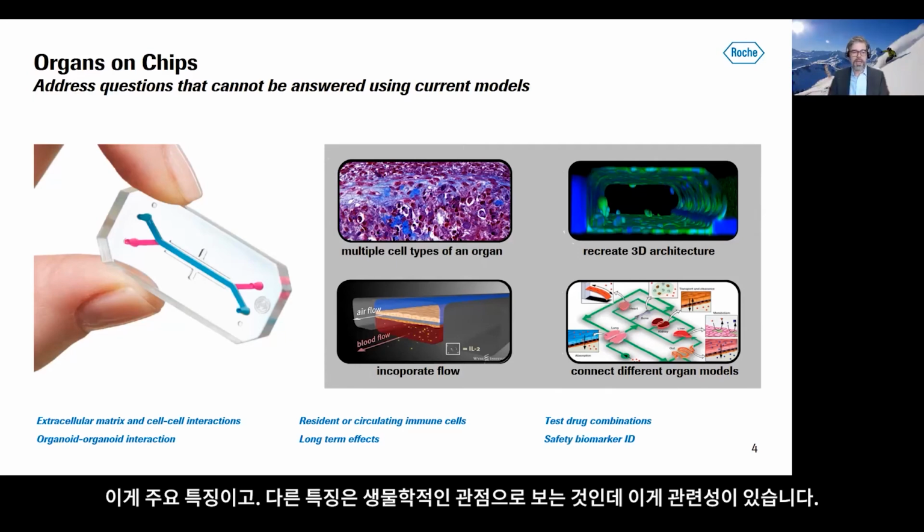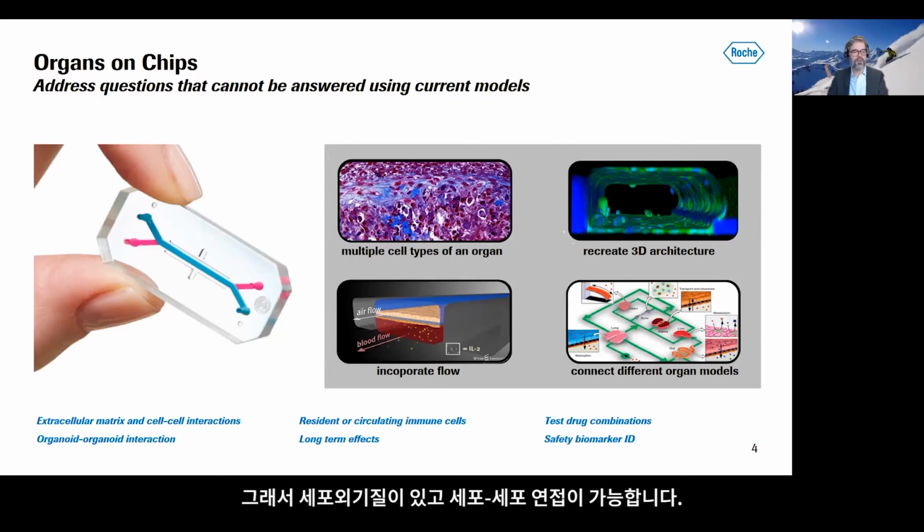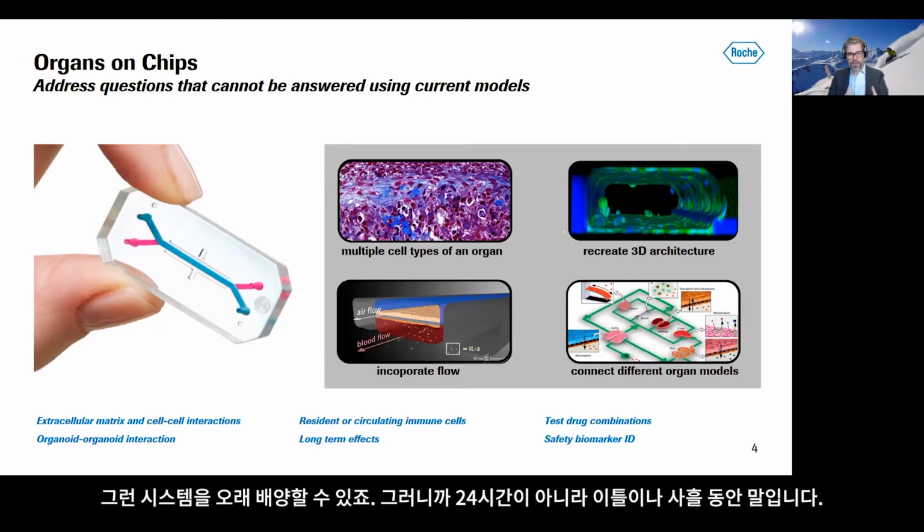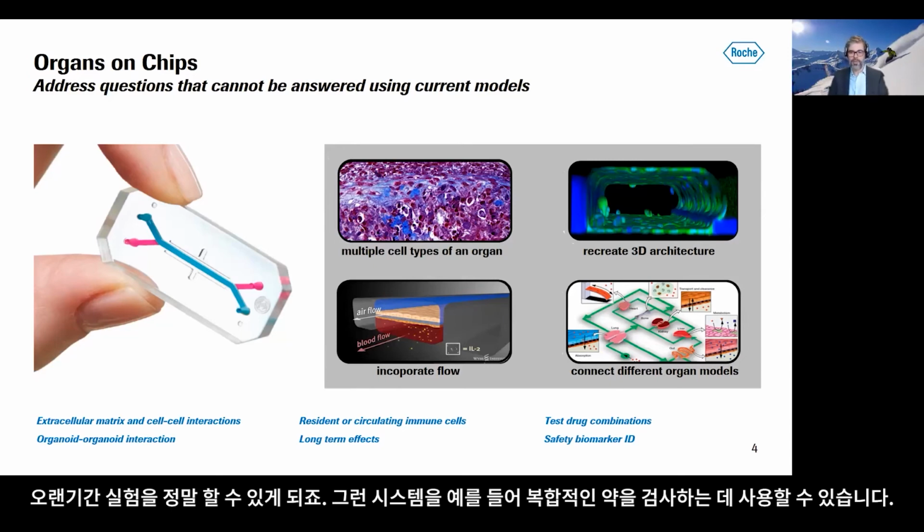So these are the key aspects, together with other things which are more from a biology point of view. We also have the extracellular matrix. We can allow cell-cell interactions. We have the immune compartment in there, which especially for us at Roche, we believe is really important, and I will allude to that later on. We can culture those systems for a long time, so not only 24 hours or maybe 2 or 3 days. We can really do long-term experiments.